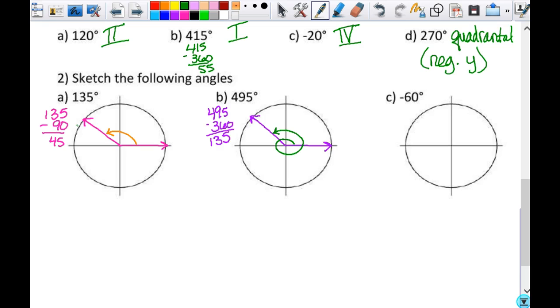Okay. All right, so then negative 60. I'm starting here. How do I handle this one differently? I'm going to go clockwise this time, right? And it's a negative, so I'm going to go this way. Well, from here to here is 90. So remember, about a third is 30, and then another third is 60. So it's about 2/3 of the way. Look like that.